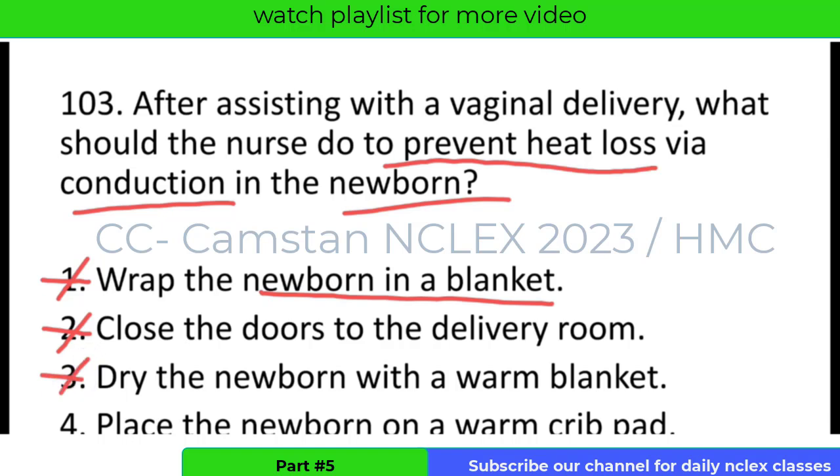And if we discuss option number 4, place the newborn on a warm crib pad. This is the right option here. This can help to prevent the heat loss in a newborn that can occur by conduction. So this method is used as a preventive measure to prevent heat loss by the conduction method in a newborn. So the right option of this question is option 4, place the newborn on a warm crib pad.